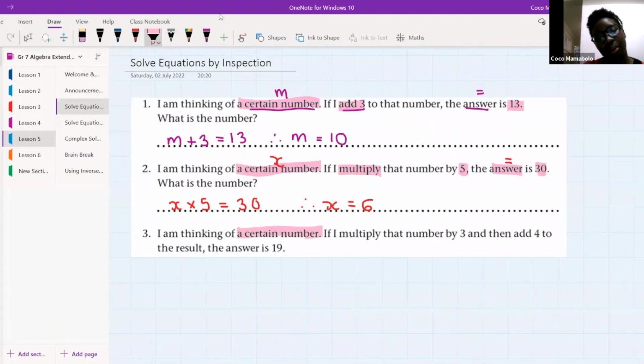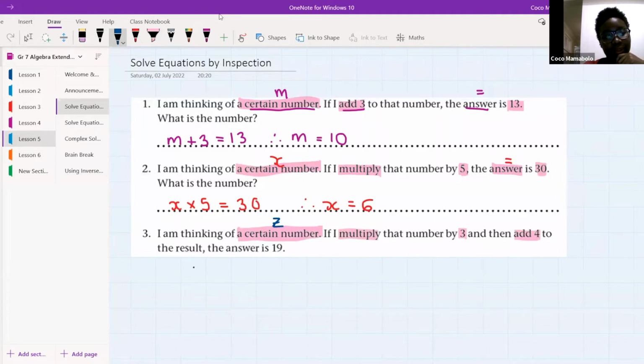All right, choose a certain number. We're thinking of a certain number. What variable do you want to use for this certain number? Z. All right, let's use Z. That's a nice funky one. Okay, now it says if I multiply that number by 3, and add 4 to the result, how am I going to write that? What is my mathematical equation?